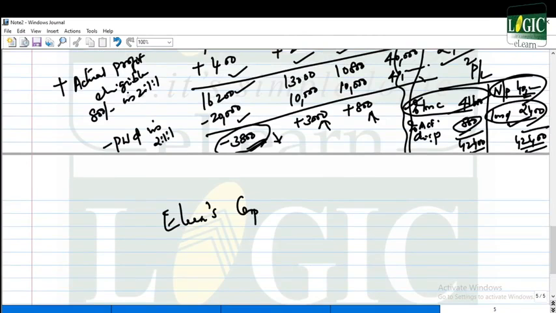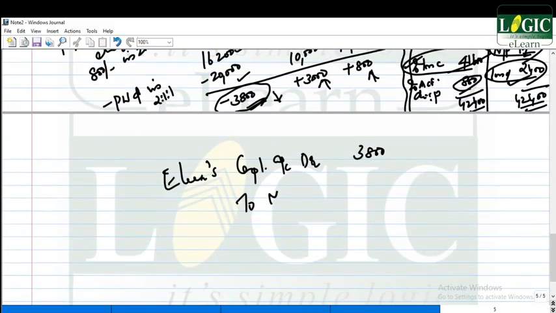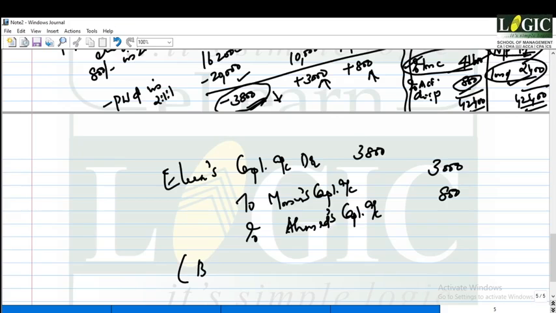So Eli's capital account debited, how much? 3,800 to Monu's capital account 3,000, to Ahmed's capital account 800. What is the narration?